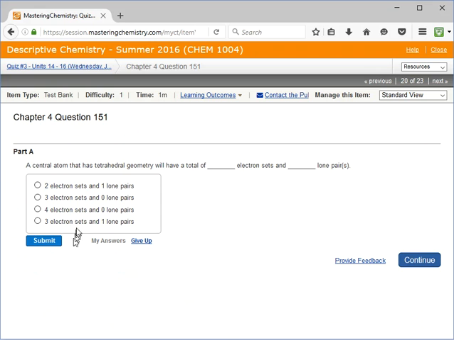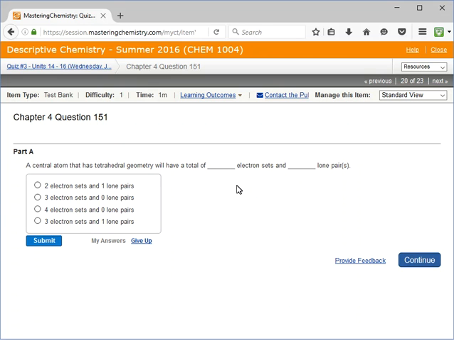Okay, central atom has a tetrahedral geometry. We'll have a total of how many electron sets, and how many lone pairs? I know an electron set, and I can't remember if your book uses this term exactly or not, is an atom, a bond to an atom, or a lone pair. They're just kind of grouped together. So in a tetrahedral, we know we have 4 electron sets around it. But beyond that, we don't know how many are lone pairs and how many are atoms bonded to it.